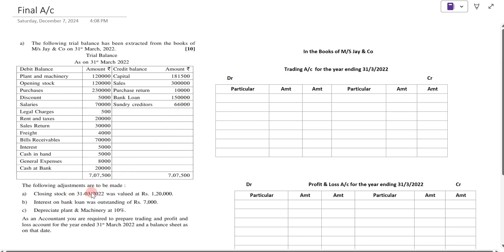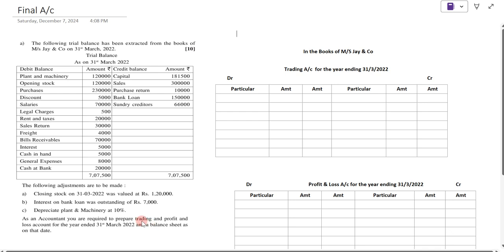Then after the trial balance there is some additional information which is called adjustment. So the following adjustments are to be made. Closing stock as on 31st March 2022 is 1 lakh 20,000. Then we have interest on bank loan which is outstanding 7,000. Then we have depreciation on plant and machinery at 10%. Then as an accountant, you are required to prepare trading, profit and loss account and balance sheet as on date.